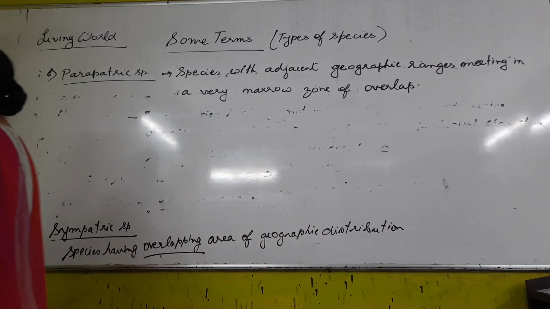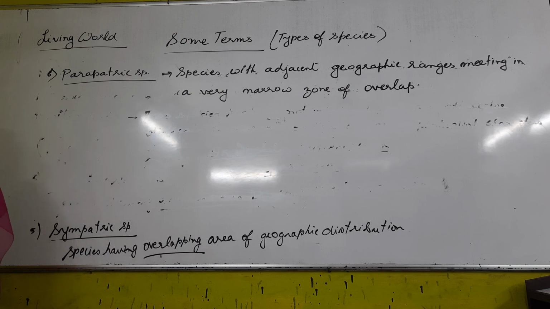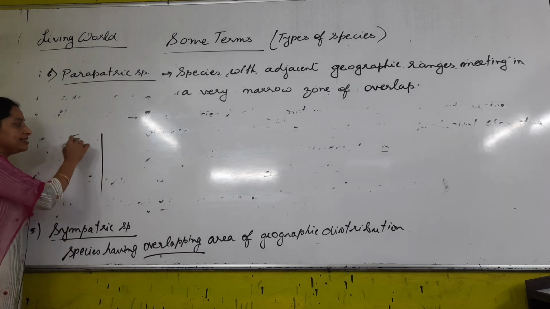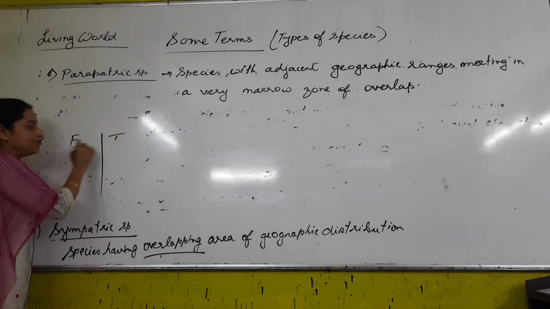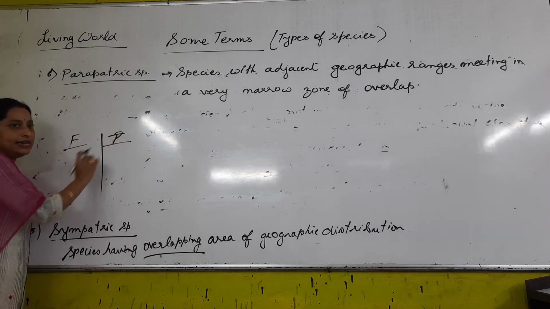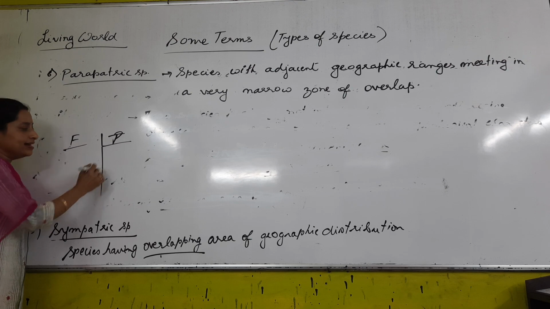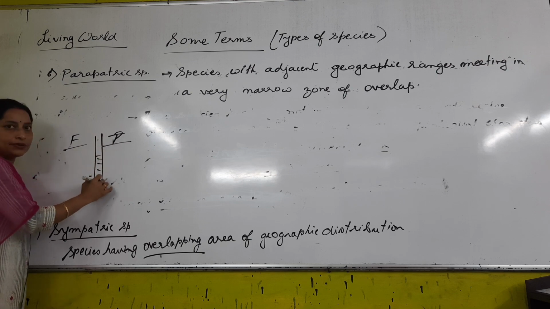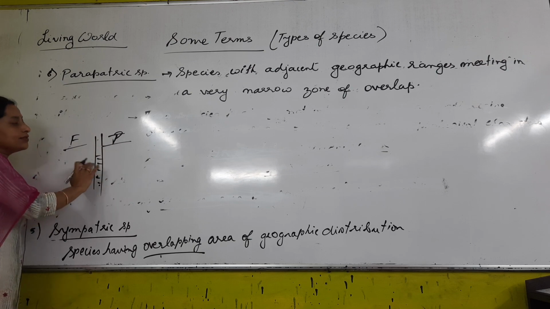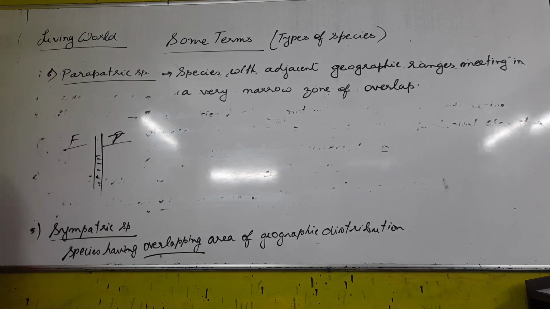Next, parapatric. The word that is important is adjacent. Maybe we are talking about this as a habitat, and this could be a forest, this could be a pond, right? So there is a geographic distribution. A transition zone, right? Adjacent area. So the species that live in adjacent areas, we call them parapatric.